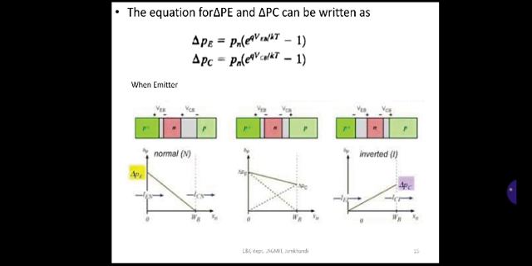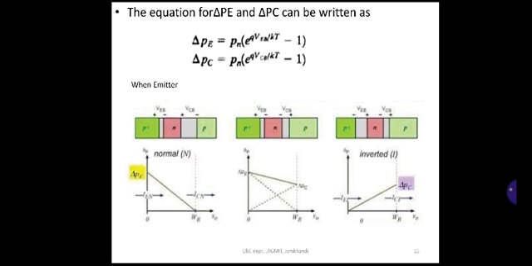Emitter base is reverse biased here. Emitter, that is P plus, is connected with the negative of the battery and N is connected with the positive of the battery. So emitter base is reverse biased. So zero concentration here. So delta PC is similar to delta PE, only the difference is dependent on the collector base voltage.